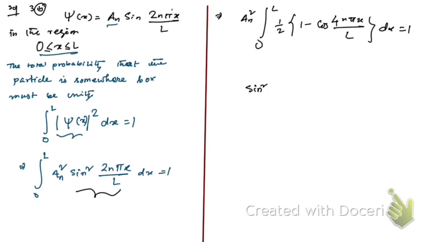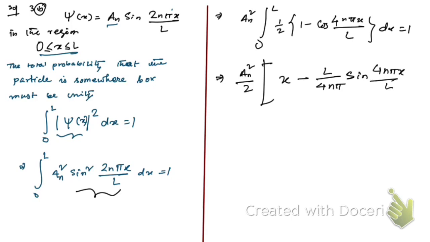So this identity is used. Now let us integrate this. And integrating this, what we're going to have here, half is taken outside, n square by 2, and integration of dx, that's going to be x, minus integration of cos x is sin x, right? But here we have this, so that's going to be equal to L by 4n pi into sine 4n pi x by L. That's what we're going to have.